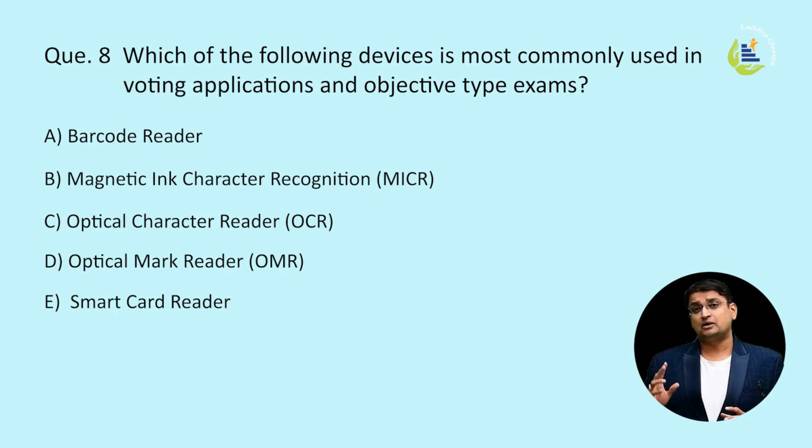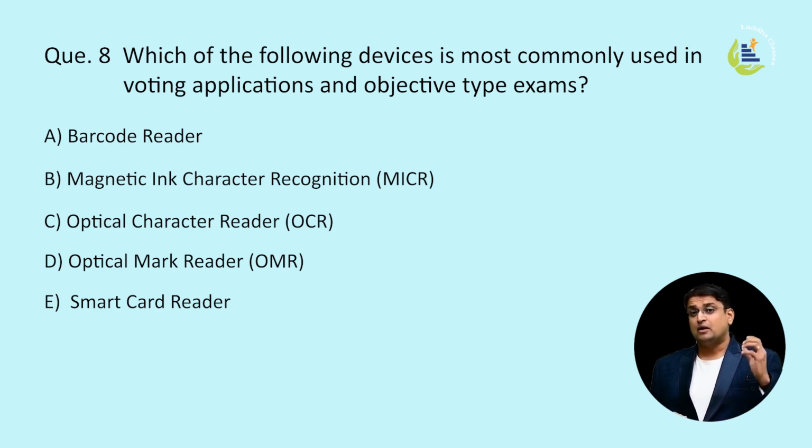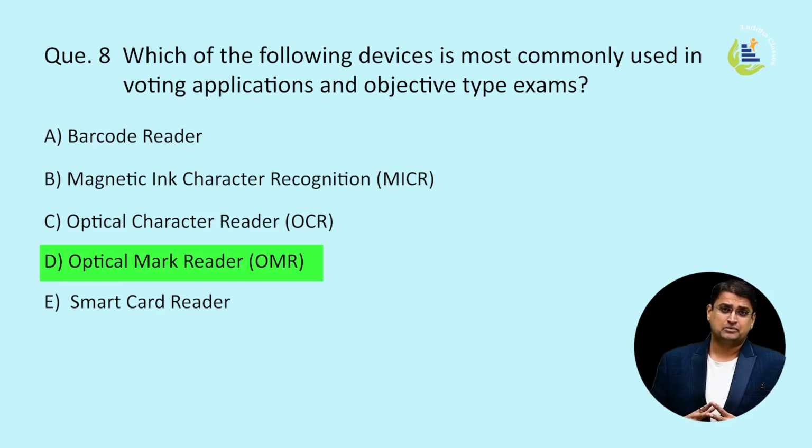Question 8. Which of the following devices is most commonly used in voting applications and objective type exams? Options are barcode reader, magnetic ink character recognition, optical character reader, optical mark reader, smart card reader. Correct answer option is D, optical mark reader.